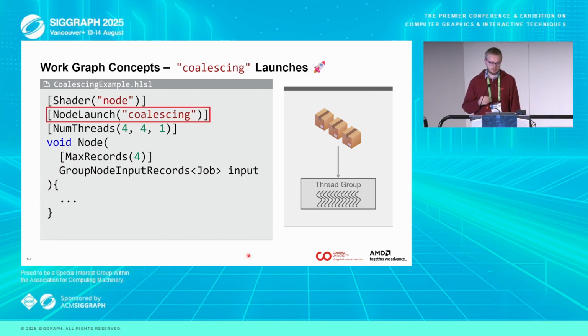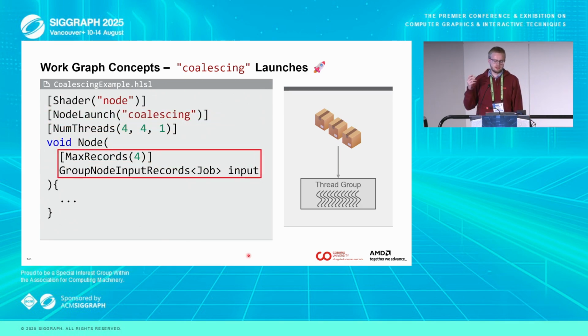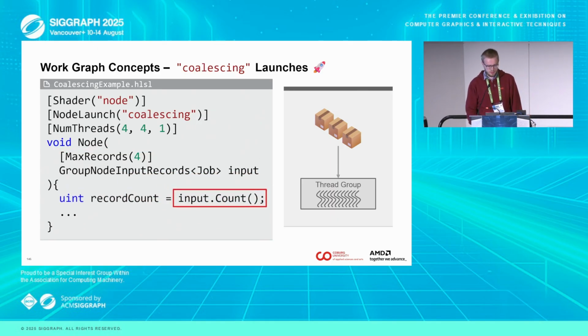So here we again declare, okay, our node launch is now coalescing, and here is our input type. It's now the group node input records, and you can see up here we declared a maximum number of records. So the plural here, the group node input records, is intentional because here we can get up to 4 records for a group. And what we can do now, we can ask, hey, my group is launched now in a grid of 4x4 threads. How many records did I actually get, right? It's the maximum number of records. We're not guaranteed to get that. So we ask, okay, we get the number of records that we actually got, input.count.